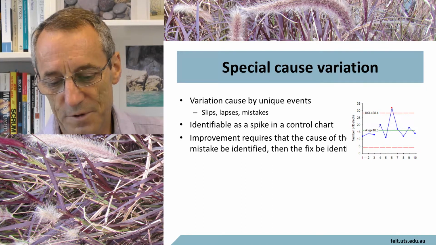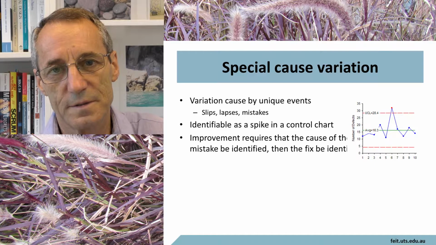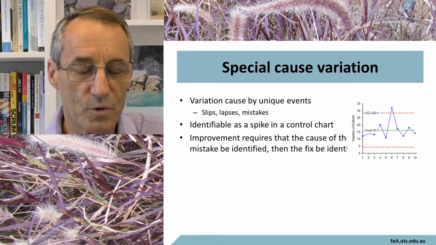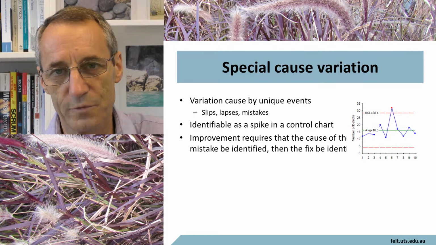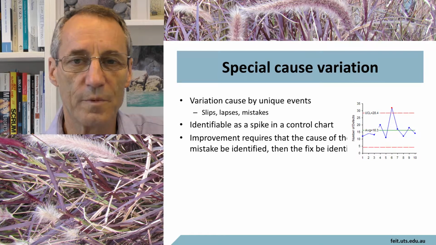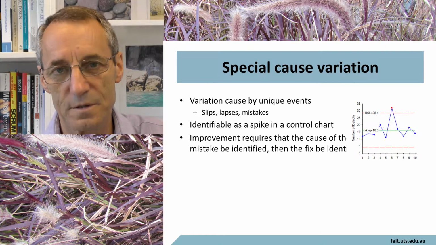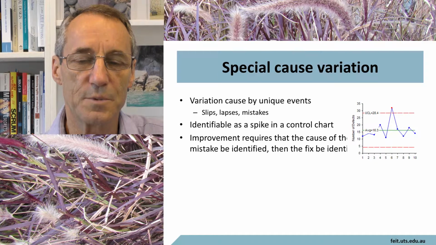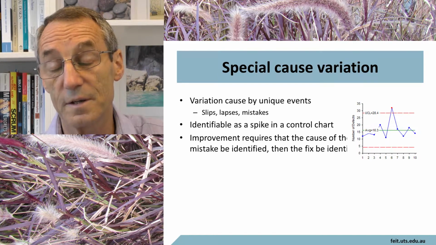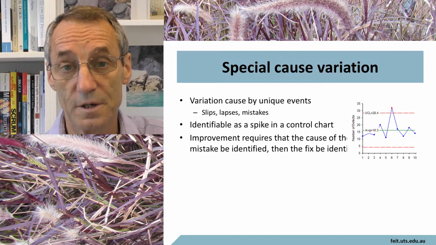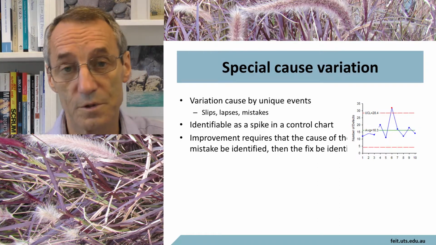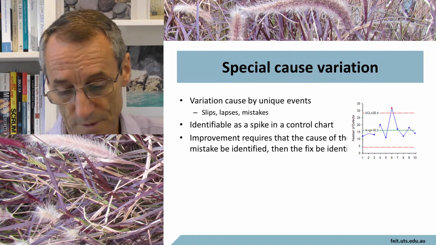Now, they're identifiable as a spike in a control chart. In a control chart, you plot the process performance within some form of limits. Anything that goes outside those limits you treat as a special cause variation. You investigate it as if it is a special cause variation. You find out what was the cause and see what you can do to remove that cause.